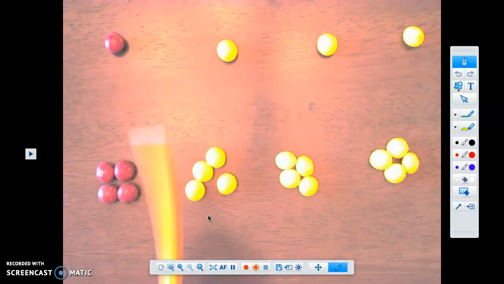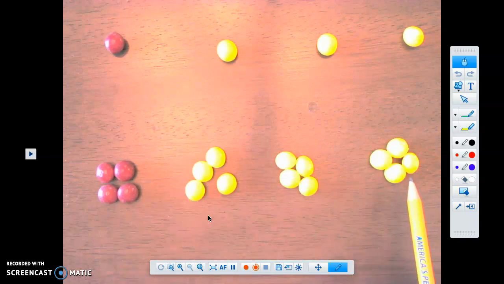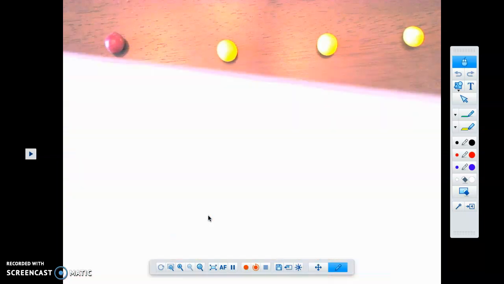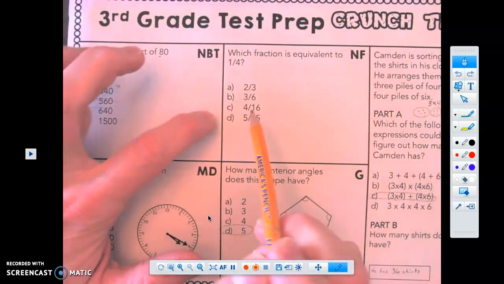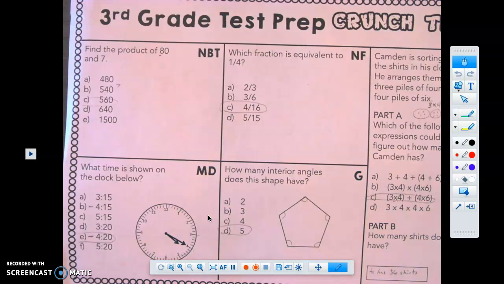And which one is equivalent to that? 4 out of 4, 8, 12, 16. So let's double check here. Do we have it on there? Look at that. 4/16 is equivalent to 1/4.